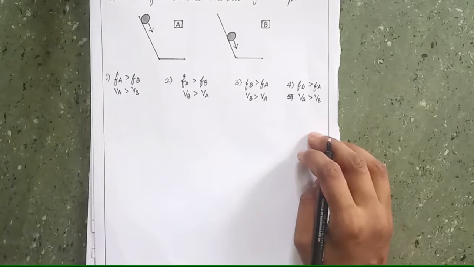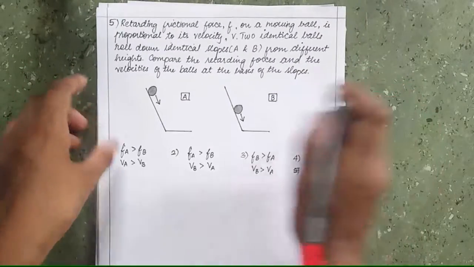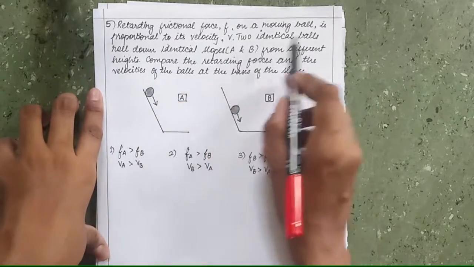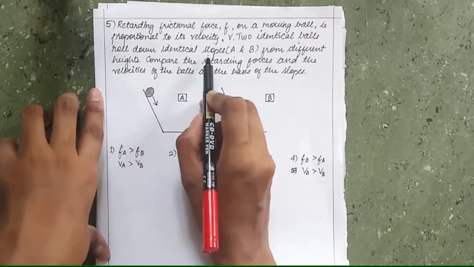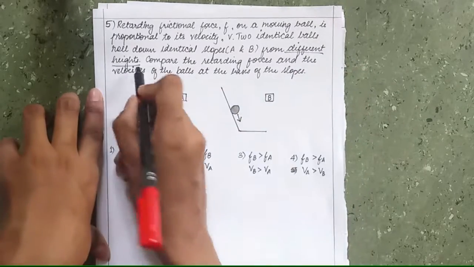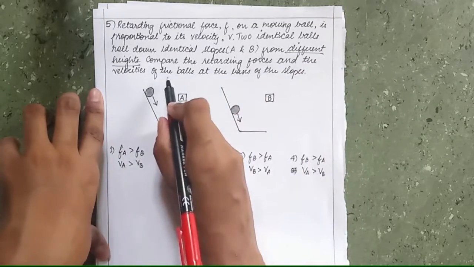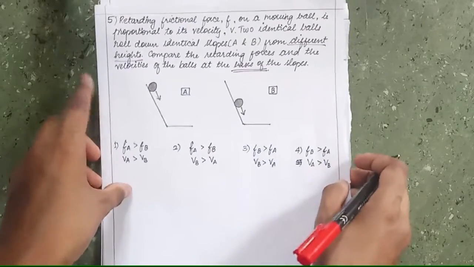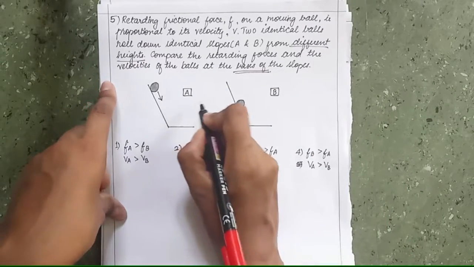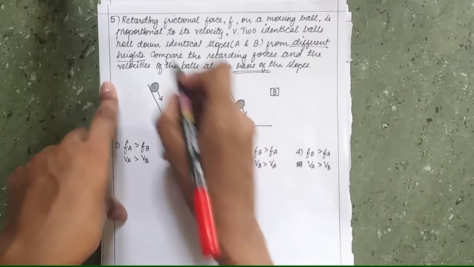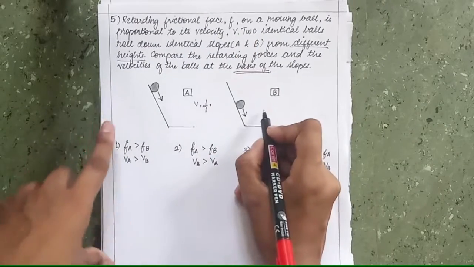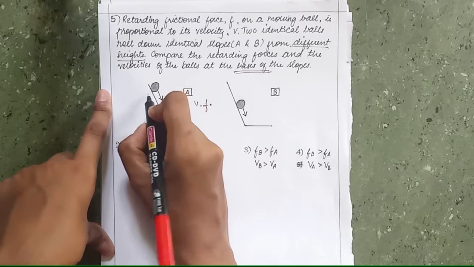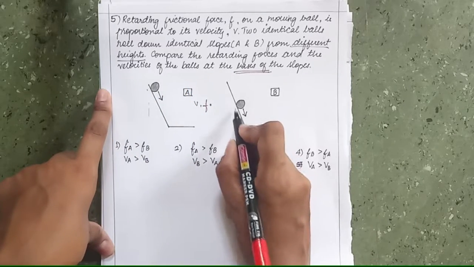Moving on to the next question. Question 5. Retarding frictional force F on a moving ball is proportional to its velocity. Two identical balls roll down identical slopes from different heights. Compare the retarding forces and the velocities of the balls at the bases of the slope. Okay, so here we have to find the relationship between velocity and retarding frictional force between the two situations. Here the ball is at a higher position, at a higher height, than this ball.